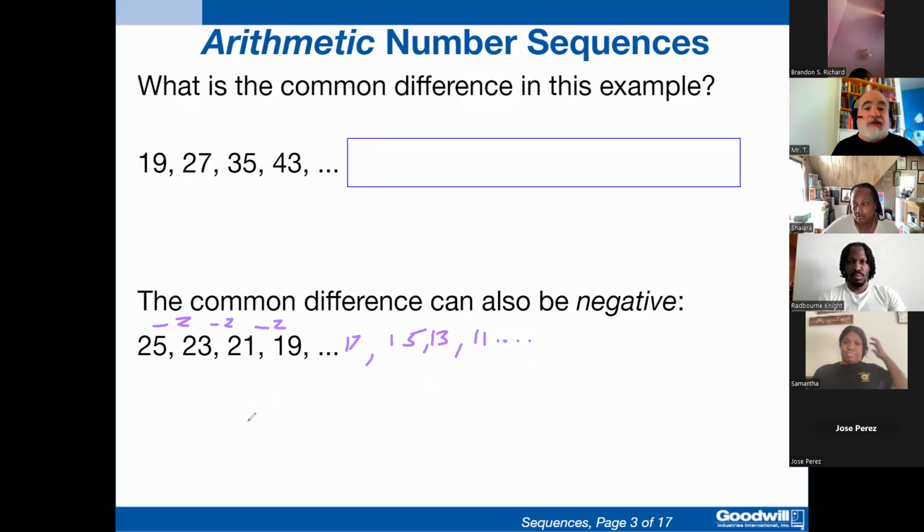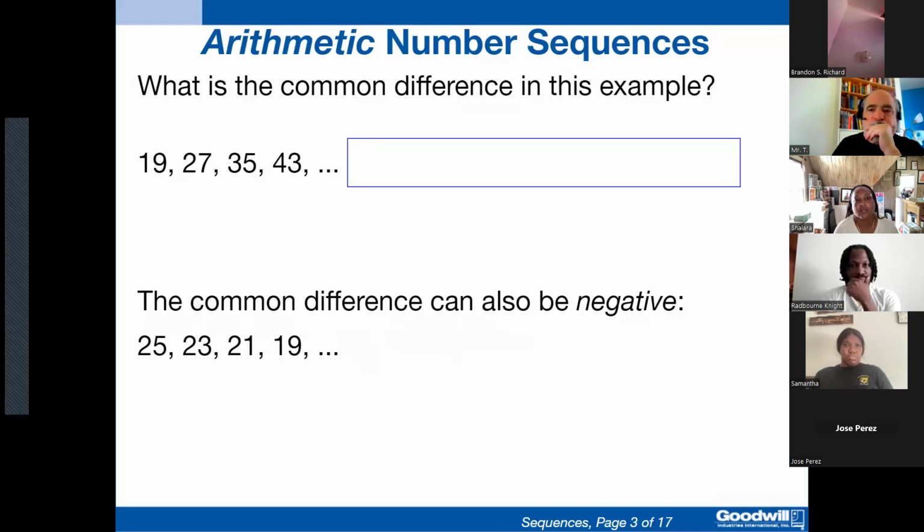Negative, yeah. Yeah, we would eventually go down to 9, 7, 5, 3, 1, and then -1. Oh, negative 3, yeah, right. Thanks everyone who said that. So sequences can increase and sequences can decrease. So you can also have a common difference that's negative. Any questions about that? No.